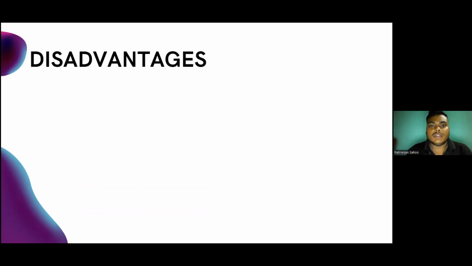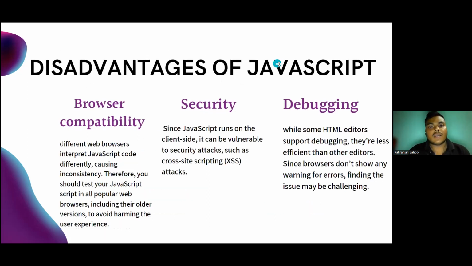Next are the disadvantages of JavaScript. Everything has its advantages and its disadvantages. In the case of JavaScript, there is browser compatibility, such as different web browsers interpret JavaScript code in different ways. For example, in Google Chrome, JavaScript is interpreted in a way which is completely different from the JavaScript interpreted in Microsoft Edge. So this is the main problem of JavaScript.